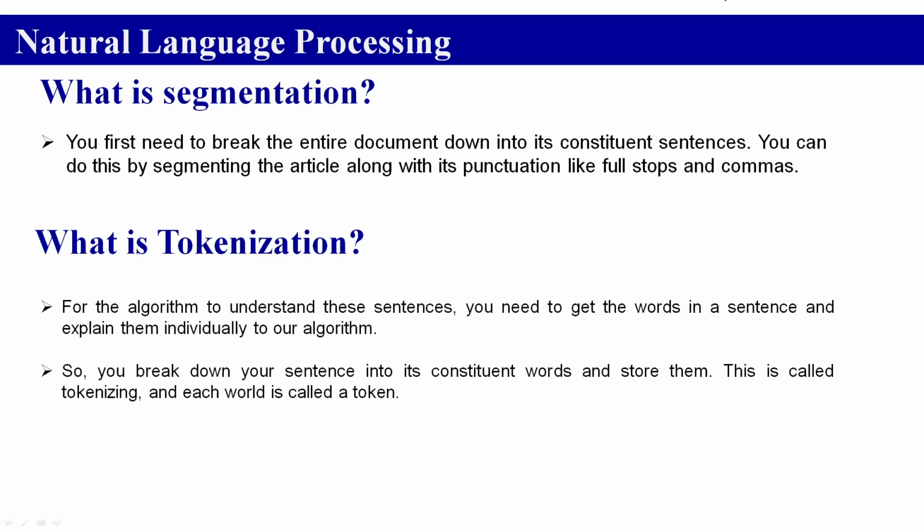What are these? So, what is segmentation? Well, you first need to break the entire document into its constituent sentences. That is what is called segmentation. If you have a 1-page document, you can divide it into different sentences. You can do this by simply segmenting the article along the punctuation, like full stops or commas. That is the easiest to do, right? All of us do that. If you read some books, you will see sentences which intermittently stop by a comma or a semicolon, or are permanently stopped by a full stop. That is the easiest way to do segmentation, right?